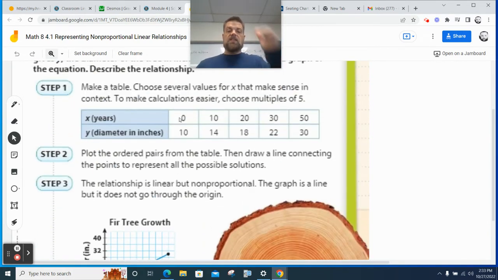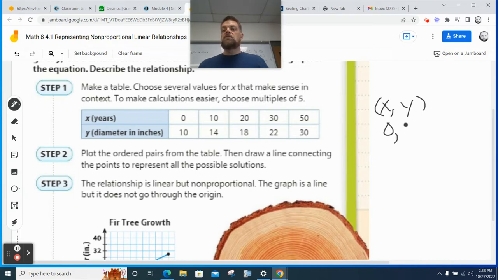So this is like x comma y. I'm going to plot the point. Remember that when we plot points, it's x comma y. So my first point, when x equals 0, what does y equal? 10, right? These are the x's, these are the y's. When x equals 0, y equals 10. That's one point on the graph.